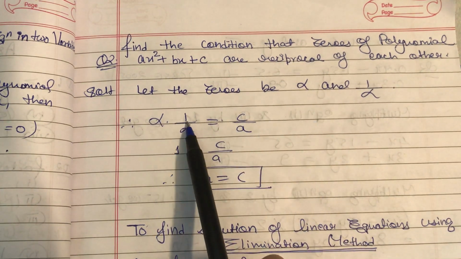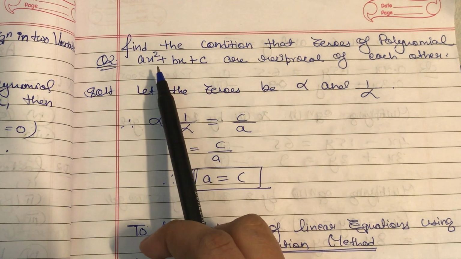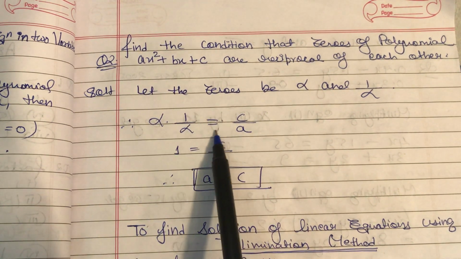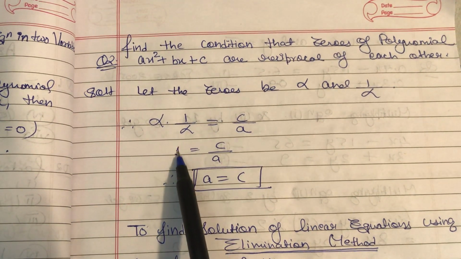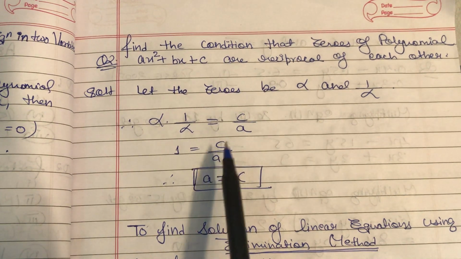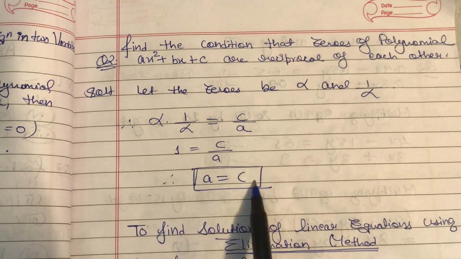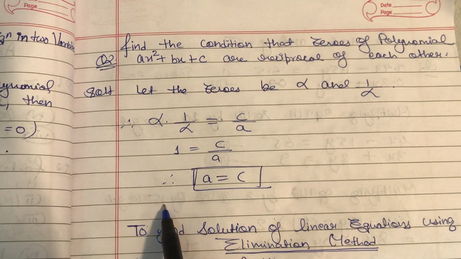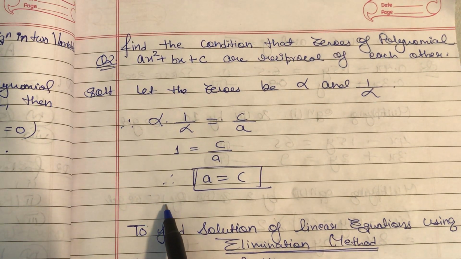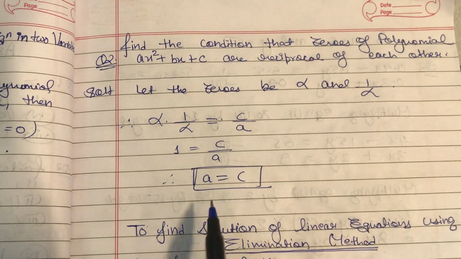So we know that the product of zeros equals c by a, where the quadratic equation is ax square plus bx plus c. So alpha times 1 by alpha equals c by a. Now alpha will get cancelled out, so here we'll have 1. If 1 is equal to c by a, then a will be equal to c. So this is the condition: any quadratic equation in which a is equal to c will have reciprocal zeros.